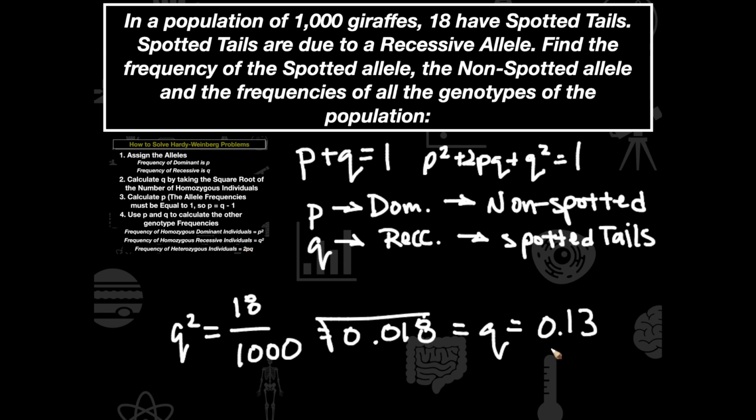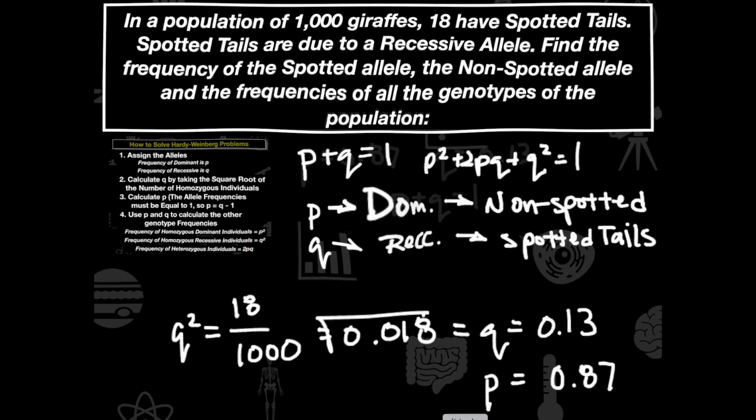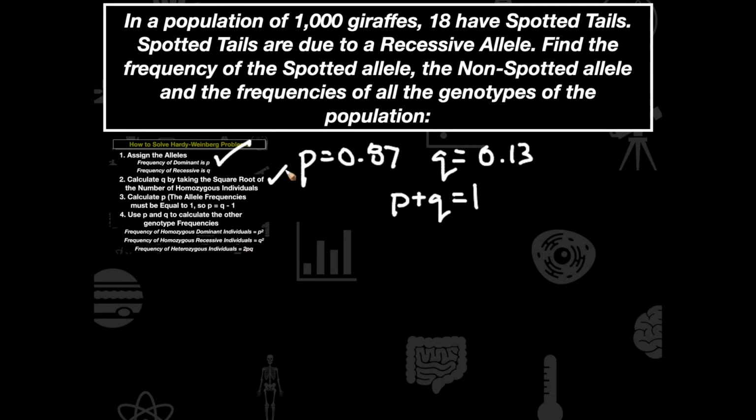So when we take the square root of our answer here, we get a q value that is equal to 0.13. Now we can figure out what p is because p plus q is equal to 1. So p has to be 0.87 here. So q is 0.13, p is 0.87. We've completed the first two steps. Now we're going to use p and q to calculate the other genotype frequencies here. Remember, p squared plus 2pq plus q squared is equal to 1.